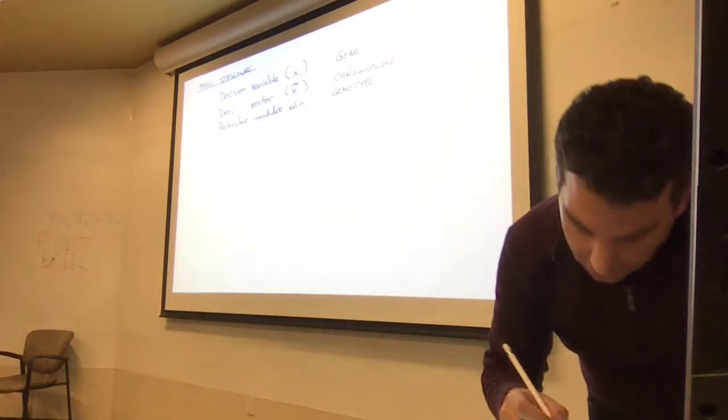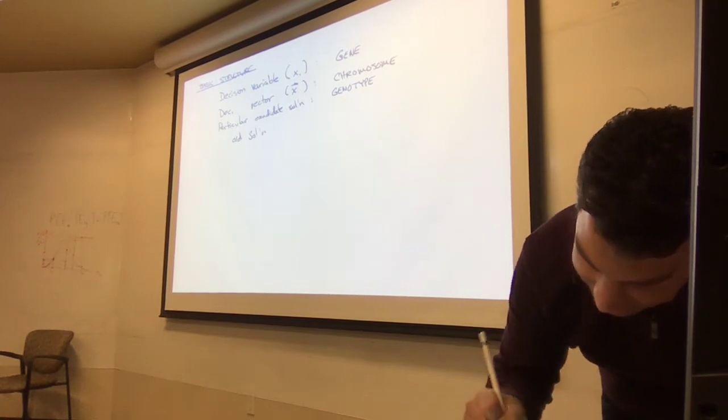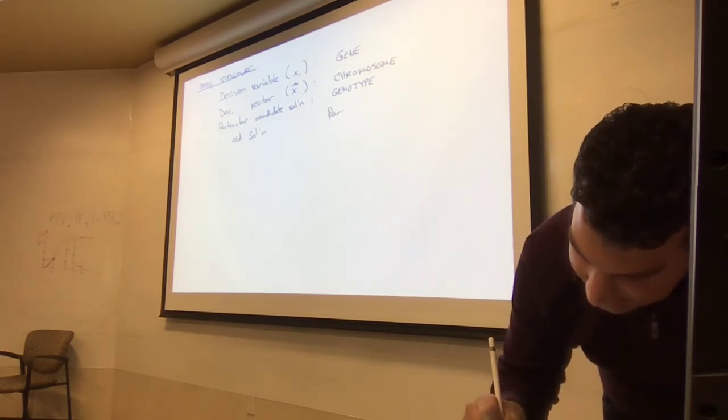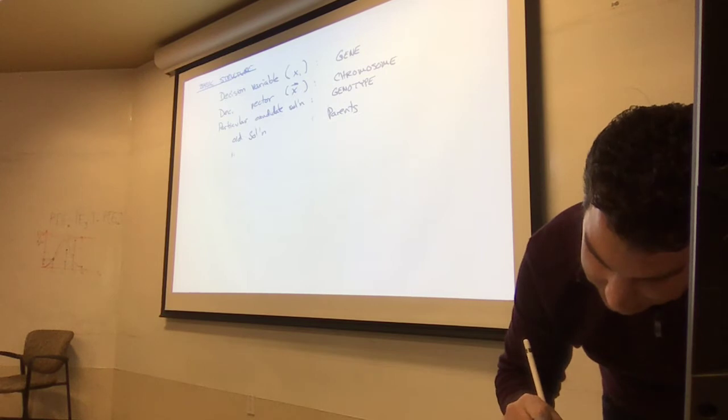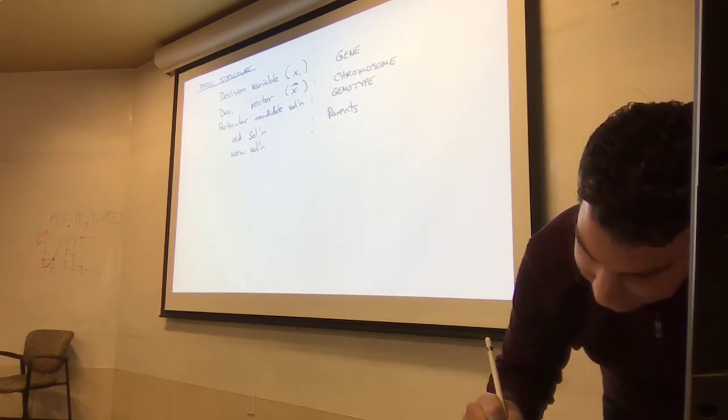And so the old solutions in my generations, we are just going to be calling parents, and the new solutions in the algorithm, we'll call offspring or children.